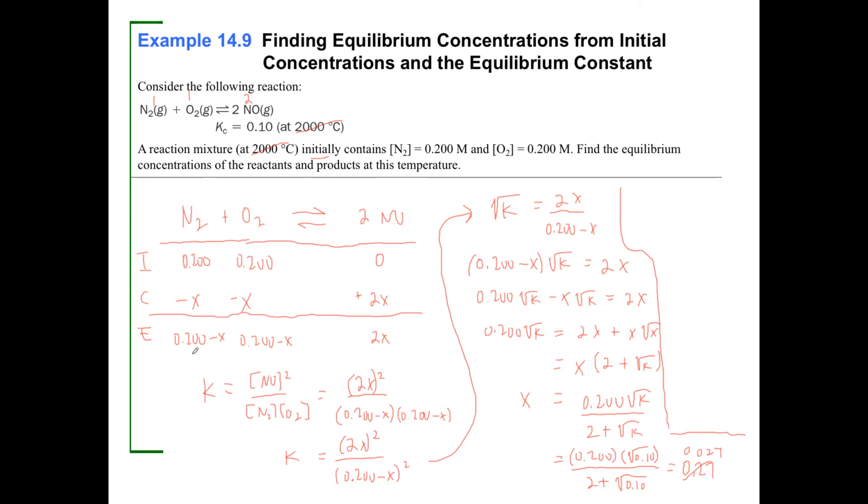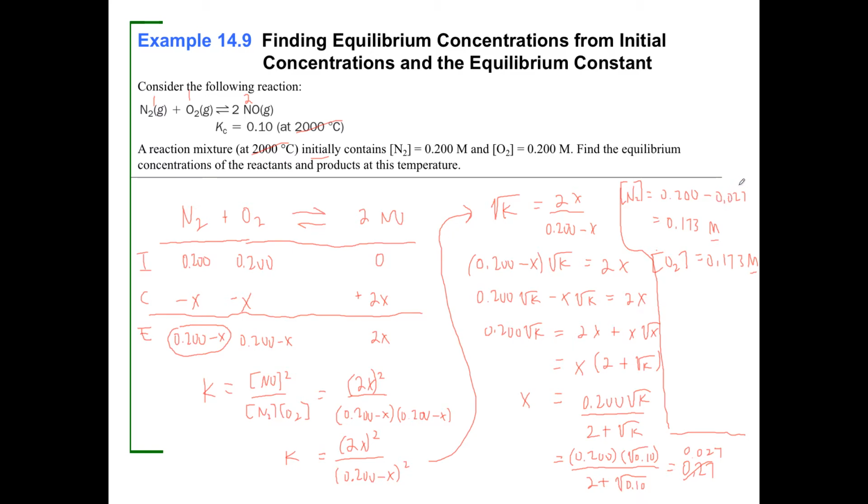0.027. Now, if that's true, then my equilibrium concentration of nitrogen, N2, is 0.200 minus 0.027, which is equal to, I can't do this in my head, 0.173. 0.173. Okay. And oxygen is going to be the same, 0.173, and this is molar.